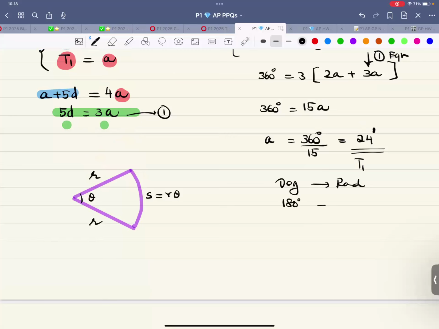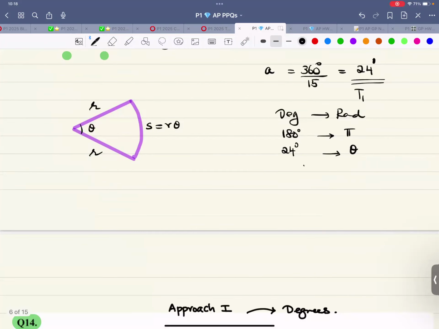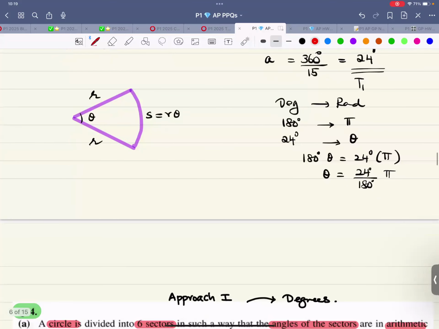180 degrees is pi radian. 24 degrees is this thing, which is, let me call it theta. So therefore, 180 degrees into theta is 24 degrees into pi. So theta is 24 over 180 into pi. So 24 over 180, let's work in fractions. 6 fours are 24 and 6 fives are 30. All good? And therefore, this is 2 over 15 pi. So theta is 2 over 15 pi.